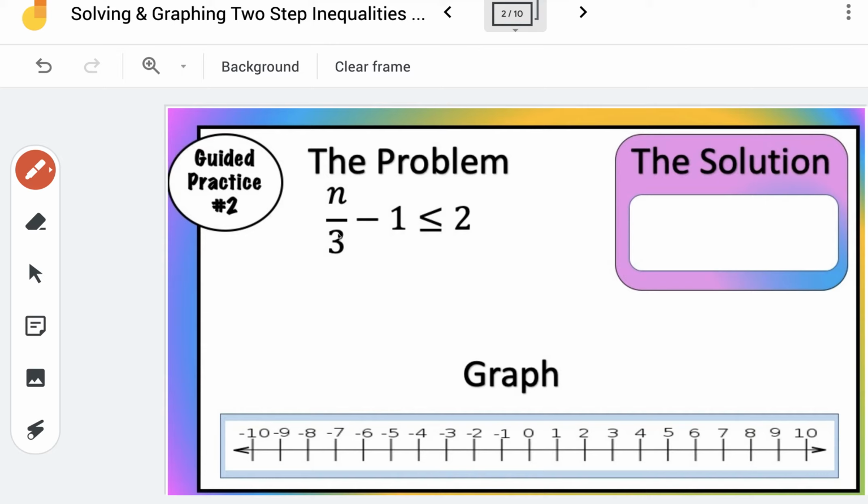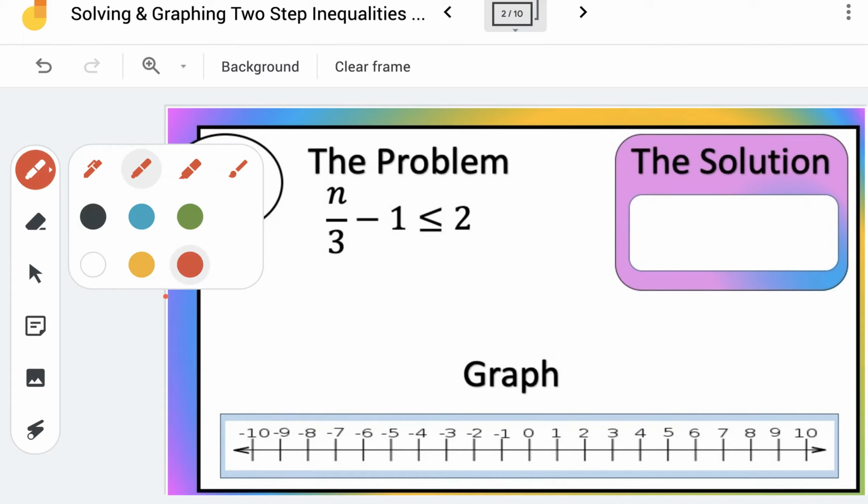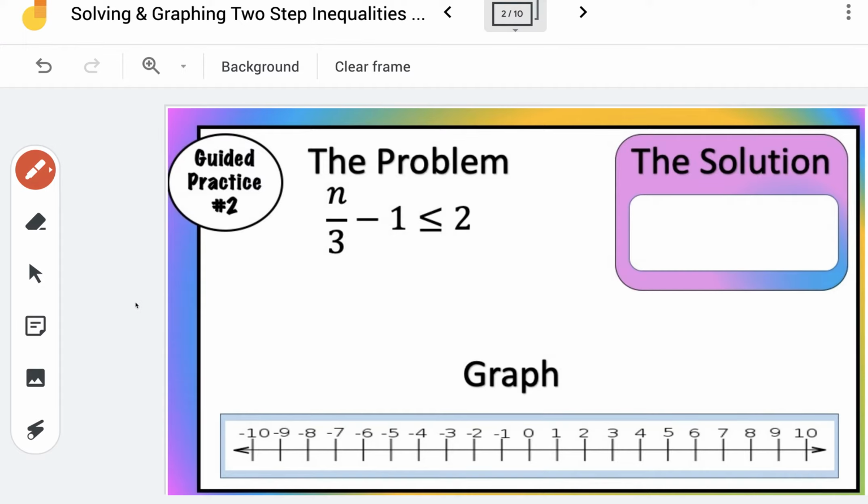Hey everybody, here we have the inequality, a number divided by 3 minus 1 is less than or equal to 2. So we're going to solve this inequality and we're going to graph it also. So come over here and grab a pen or a marker, it's up to you, you pick the color, okay? And remember, we're going to solve this like a two-step equation. So I'm going to first add 1 to both sides.